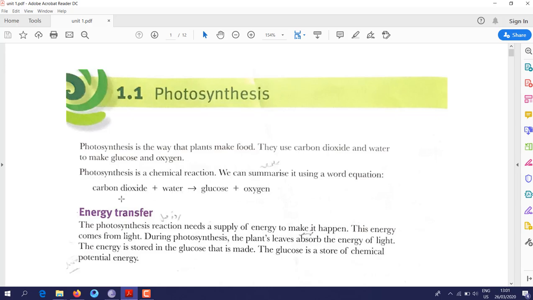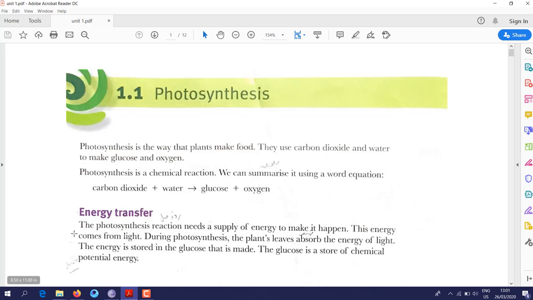Then, with the help of sunlight, this carbon dioxide and water will be transformed into food, into sugar. This sugar, we call it glucose. Glucose plus oxygen. The oxygen gas will be released to the atmosphere.